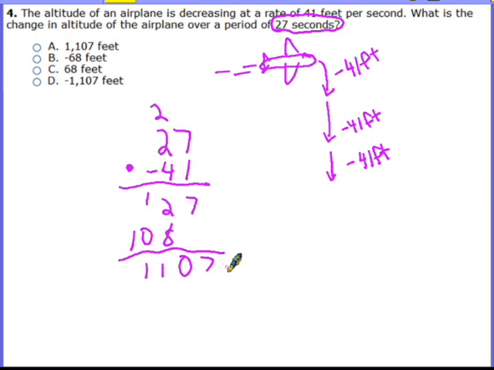Alright, I don't have any decimals here, but keep this in mind, okay? I'm multiplying a positive and a negative. And remember, if you're multiplying and your signs are different, that means your answer is going to be negative. Okay? And that kind of makes sense because this plane wasn't going up. He was going down 41 feet. So that means his total change is going to be going down 1,107 feet. And I see that answer D right here. So that is what you would mark. Alright, that's how you do this one.